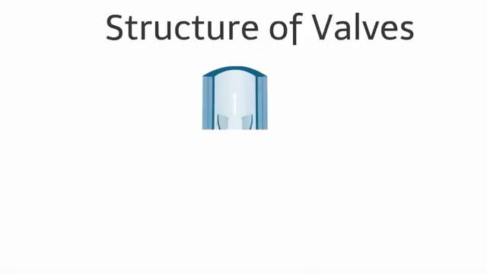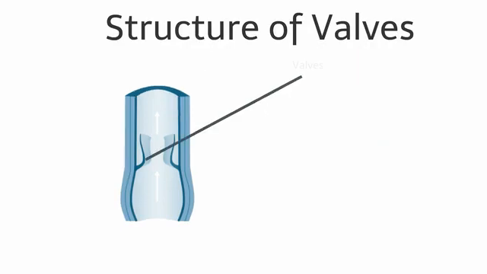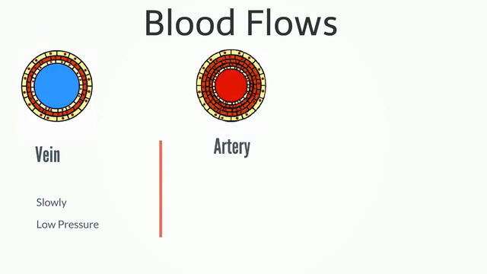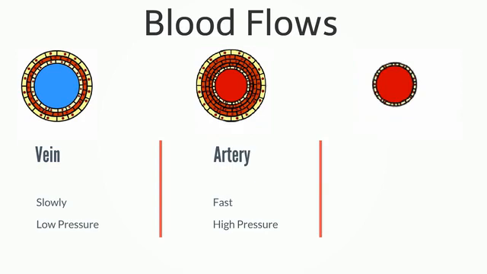As you can see in the picture, let us find out the presence of valves in each of the blood vessels. Please remember the valves are present to ensure one direction of blood flow. Only the vein has valves, unlike the artery and capillary. Students, please remember the blood flows slowly under low pressure in the vein, and the artery has a faster blood flow with a higher pressure in comparison with the vein and capillary. The capillary will have a slower blood flow with lower pressure.